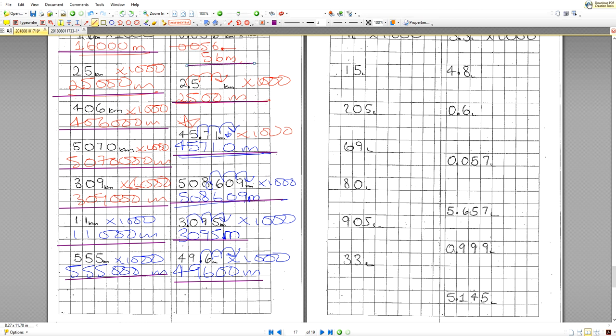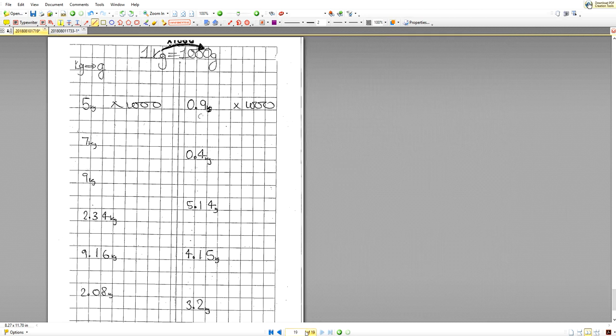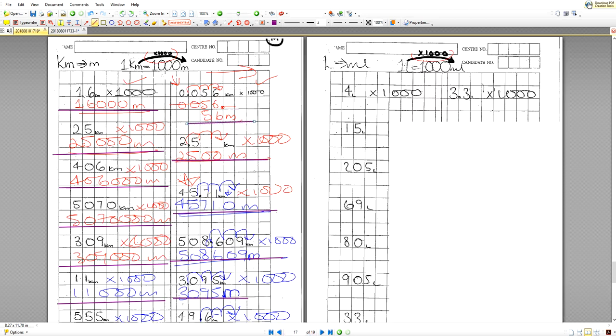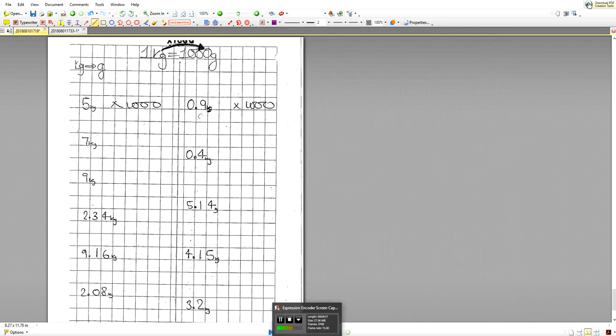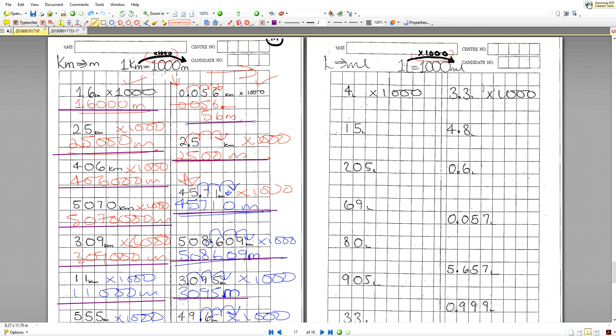Okay, now all the other exercises here, whether it's kilograms to grams, or whether it's liters to milliliters, are going to be done in exactly the same way. Because in each liter you have 1,000 milliliters, so you times it by 1,000 again. And if you look at kilograms to grams, again, times it by 1,000, and it's done in the same way. Okay, that's the end of this first part of the video.